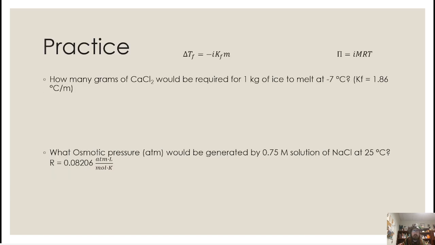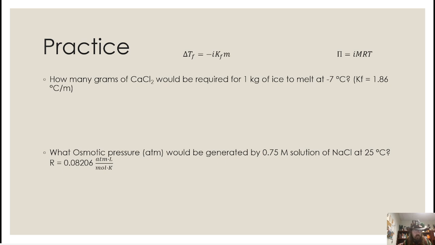But so, to finish us off with last 2 problems. How many grams of calcium chloride would be required to melt 1 kilogram of ice, 1 kilogram solvent, at negative 7 degrees C? K sub F is 1.86. Let's start with that, and then we'll come back to this.